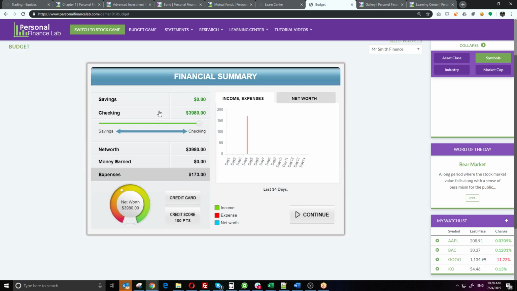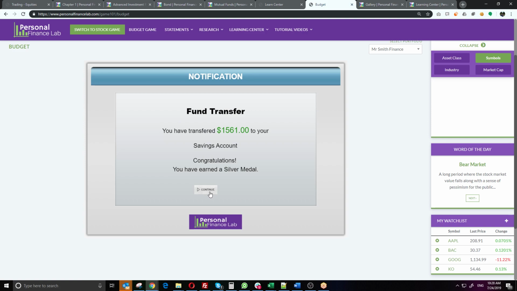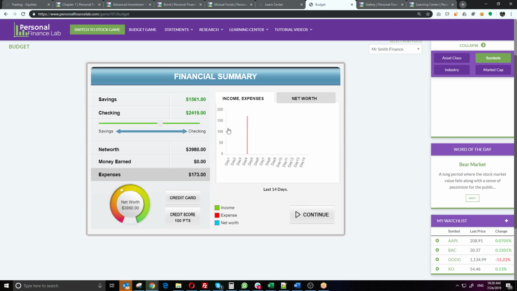We also encourage the student to start moving money from their checking account to their savings account. This is one of the ways that they earn points in the game, is making frequent transfers. The target is to try to put at least 10% of their earnings in the savings.